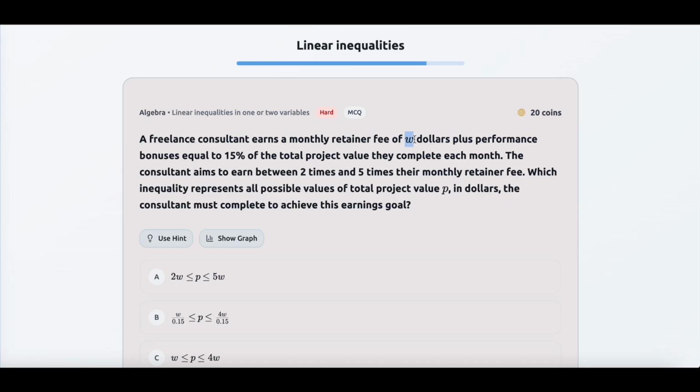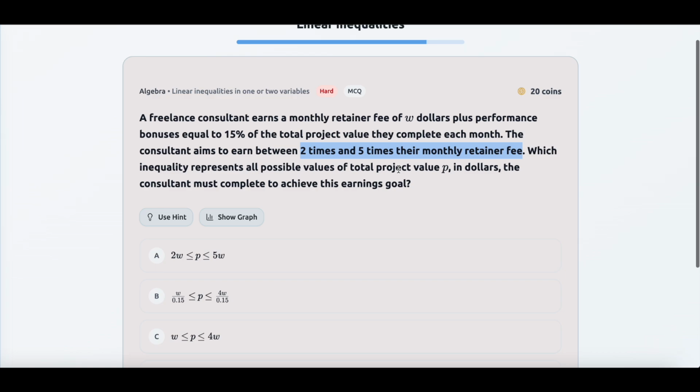So retainer is just, I guess, their base pay, right? Just for having them on. And then they also get performance bonuses that are equal to 15% of the total project value that they complete each month. And they want to earn between 2 and 5 times their monthly retainer fee, which was W, right? All right, so let's think about how we can approach this problem. They earn W, which is the retainer fee, plus 15% of the project value, P. So I could rewrite that as W plus 0.15P. That's the total amount that they earn in a month, right?